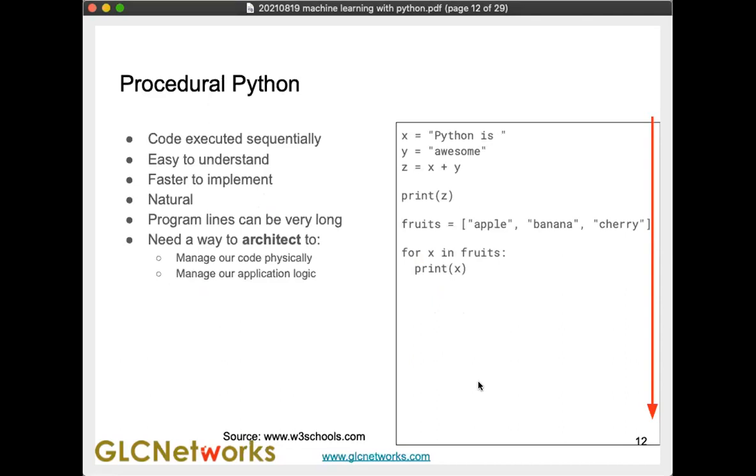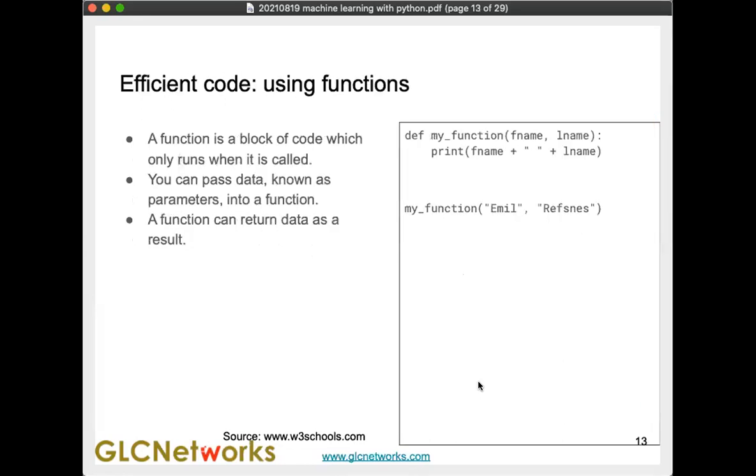Python can be procedural. So code is executed sequentially. It's easy to understand and faster to implement. It's natural, like when you read a paragraph in a newspaper, you usually start from top to bottom. Program lines can be very long, so we need to find a way to architect our code so that it can be managed physically, and also manage our application logic. For that, usually we use functions.